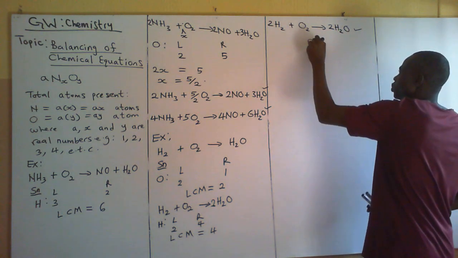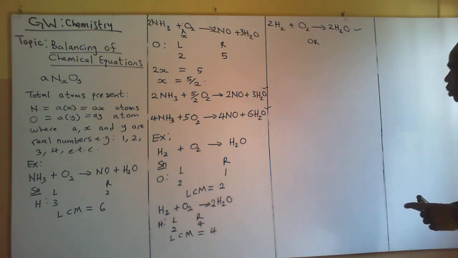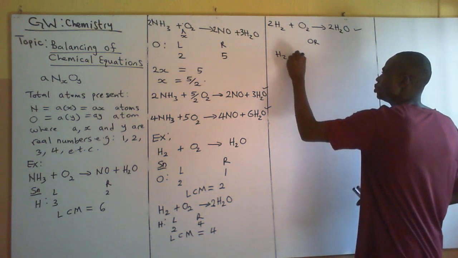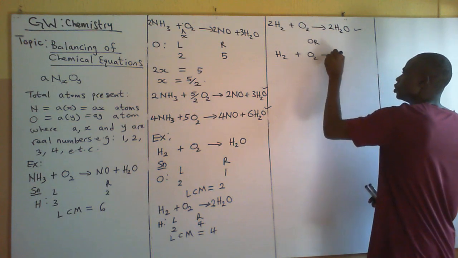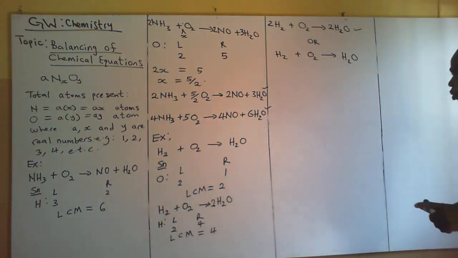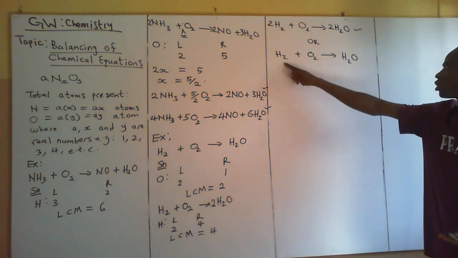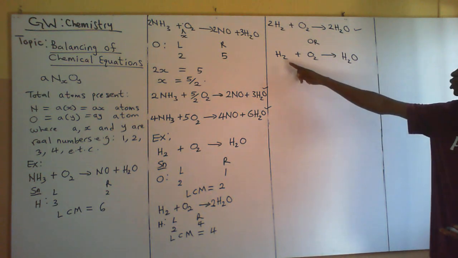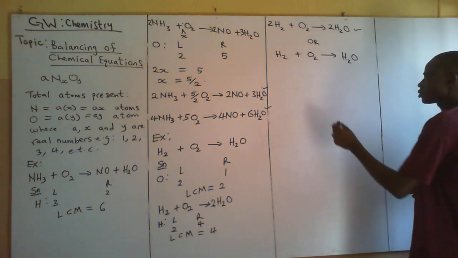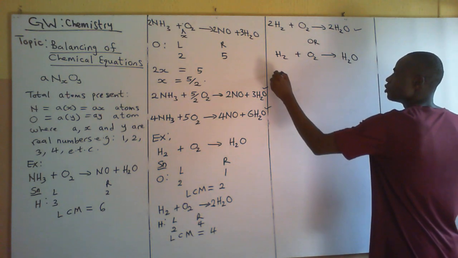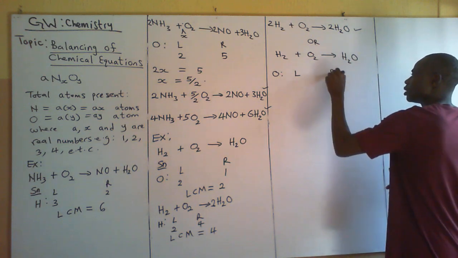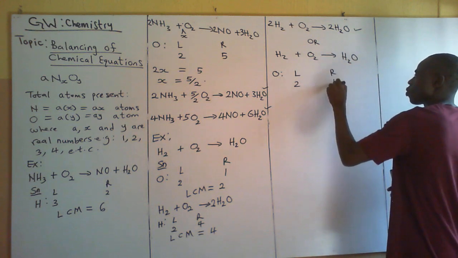Or you balance it this way. Assuming it's like this, H2 plus O2 giving you H2O. To balance it now, hydrogen is balanced already, 2, 2. Oxygen is not balanced. We have oxygen, left, right, 2, 1.